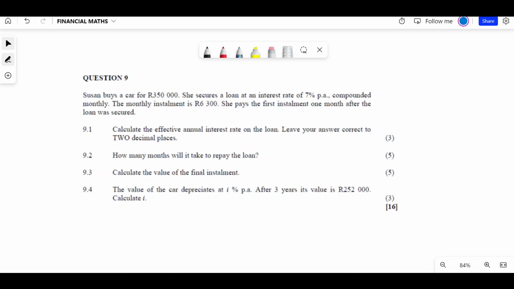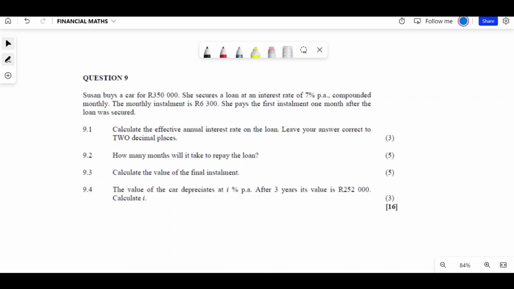Let's go to question 9. Susan buys a car for 350,000. She secures a loan at an interest rate of 7% per annum compounded monthly. The monthly installment is 6,300. She pays the first installment 1 month after the loan was secured. Now 9.1, calculate the effective annual interest rate on the loan. Leave your answer correct to 2 decimal places.